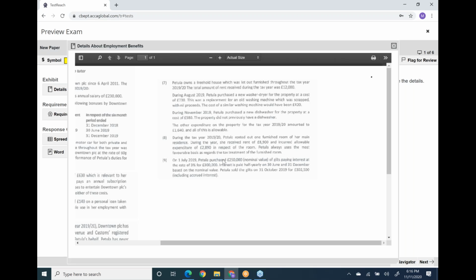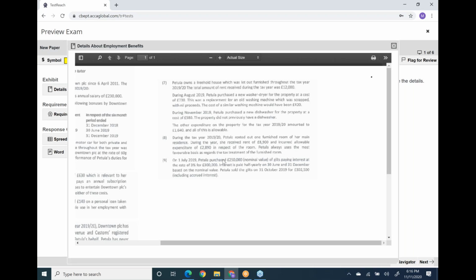Let's read it. On 1st July 2019, this is in the middle of your fiscal year, Petula purchased 250,000 nominal value of gilts paying interest at the rate of 3%. Yes, nominal value is relevant, and this nominal interest rate is also important. The 300,000 she paid is irrelevant, because there are no more capital gains. Interest is paid half yearly on 30th June and 31st December based on the nominal value. See, they have given the hint. Petula sold the gilts on 31st October 2019 for 302,500 including accrued interest. Now the selling price is again irrelevant. Ignore it.